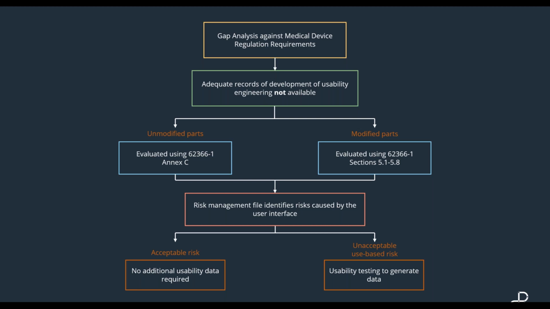So, for example, let's take a worked example rather than theoretical conjecture here. If you wanted to add a new software interface to an existing device, the existing parts aren't changing, it's just that addition of a new software interface. So your existing parts, you assess using Annex C. Your new interface, you need to evaluate that using 62366 Part 1, sections 5.1 to 5.8. So that's your standard usability.